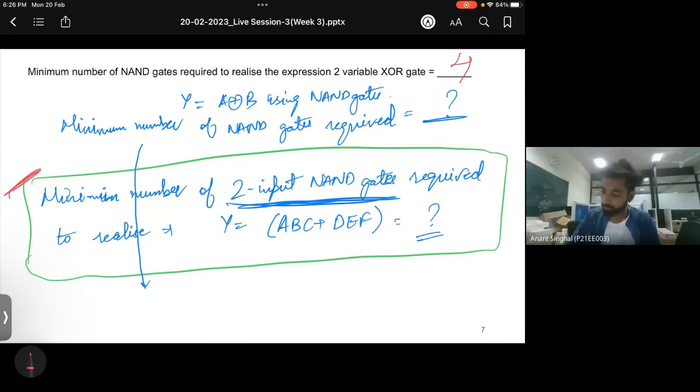And this is the homework problem. This was left in the last lecture, so I've covered it this time.